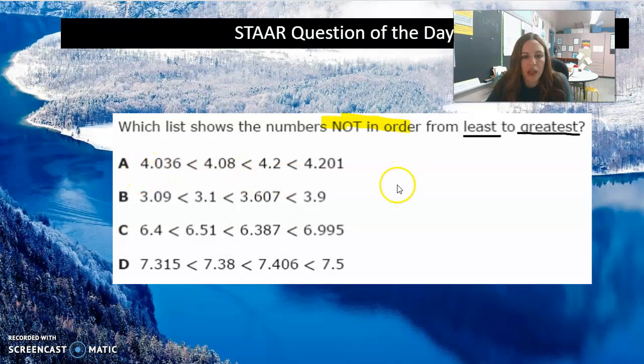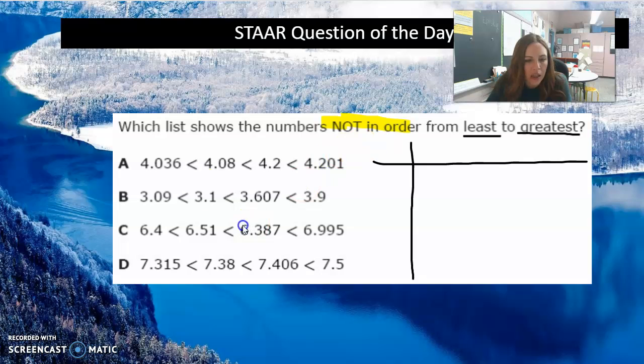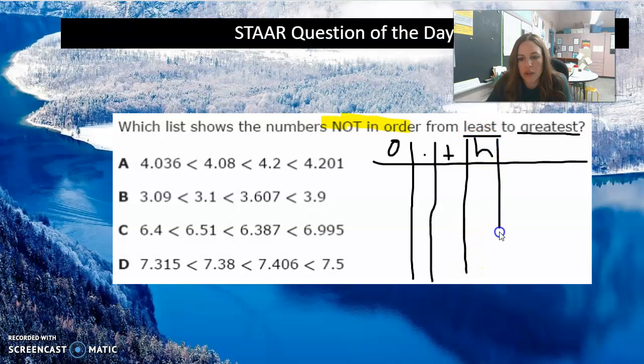Okay, so if we did our place value chart, which I think is a great strategy for these, and it looks like all of ours start with the one. So we can do a ones place value right here with the decimal, and then tenths, hundredths, and thousandths.